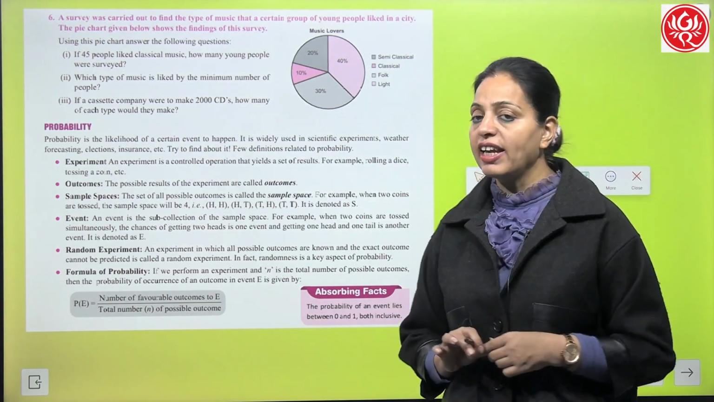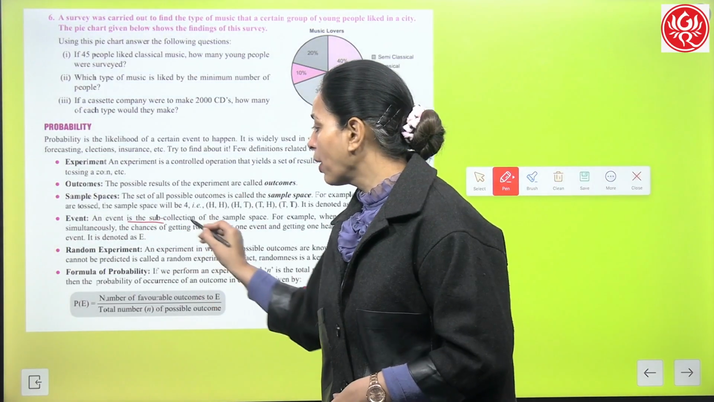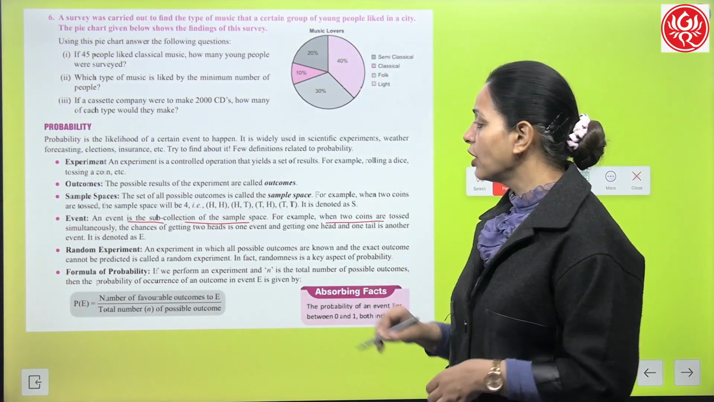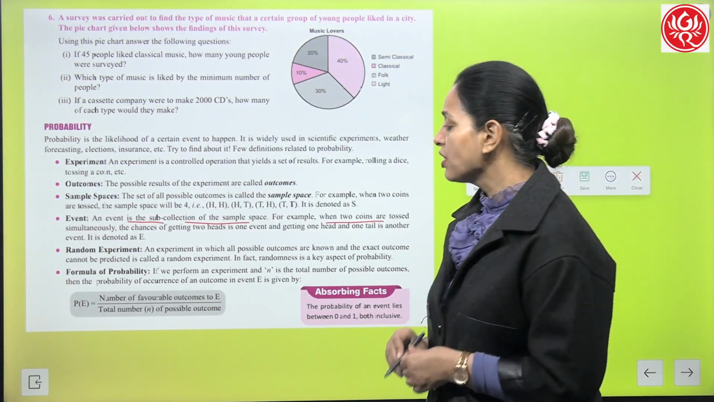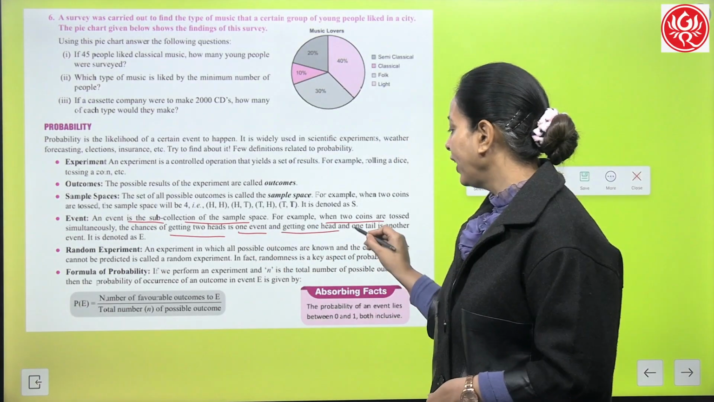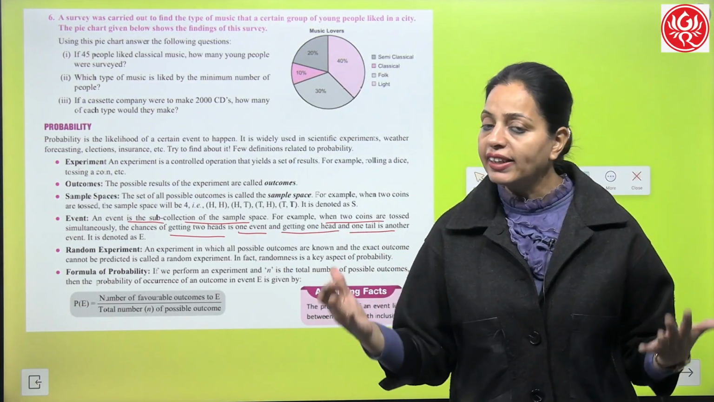The next is event. An event is the sub-collection of the sample space. For example, when two coins are tossed simultaneously, the chances of getting two heads is one event and getting one head and one tail is another event.